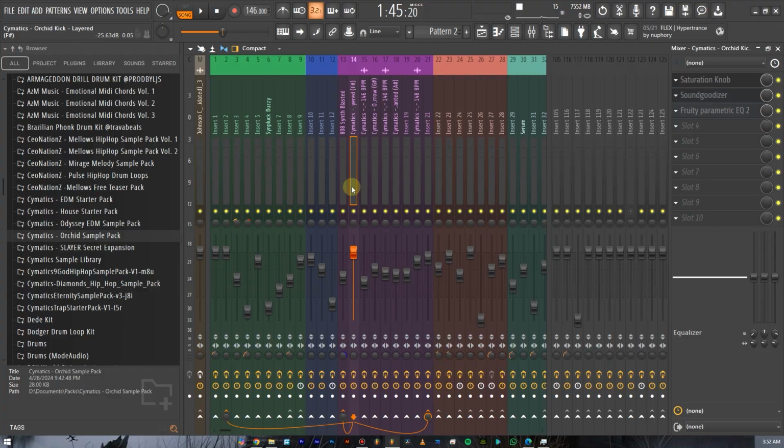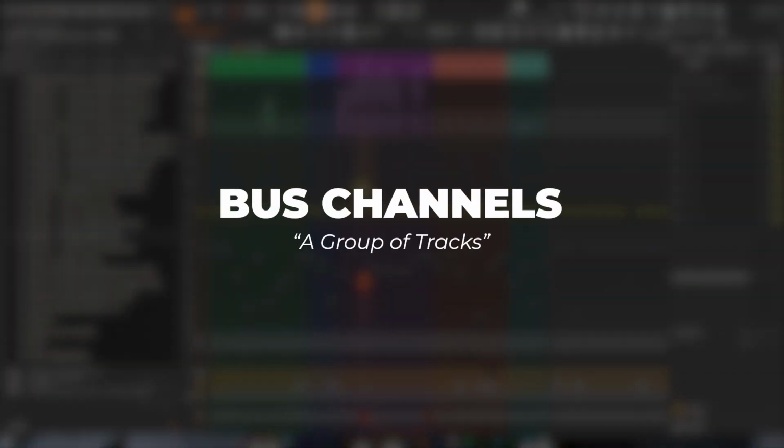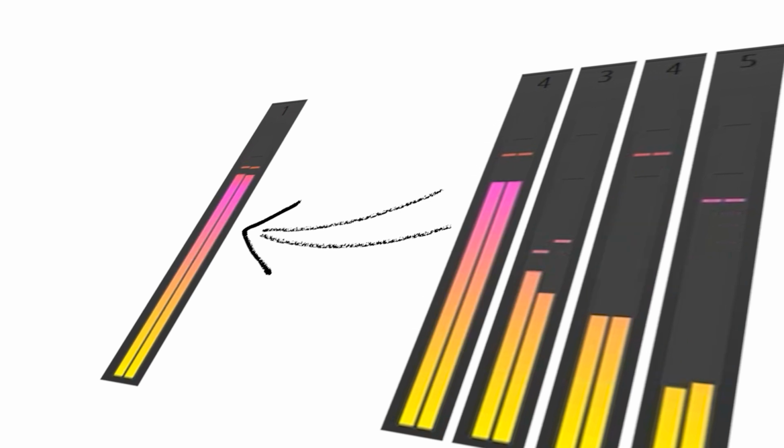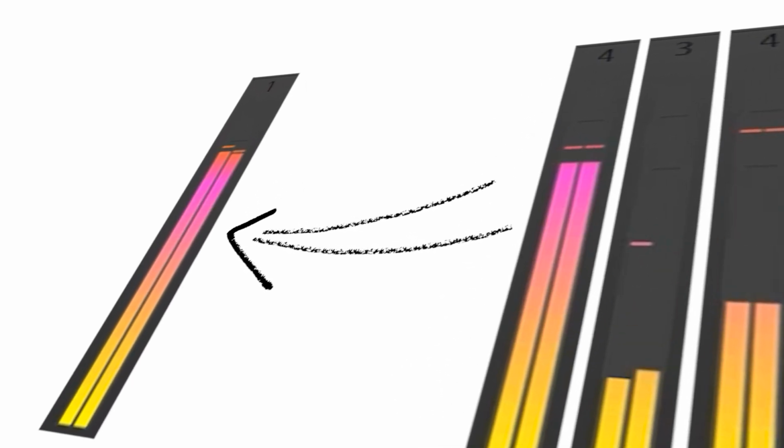Let's jump right in. So simply, what is a bus channel? In the simplest terms, it's just a group of tracks. It's just a track where you can send multiple tracks to group them as one.